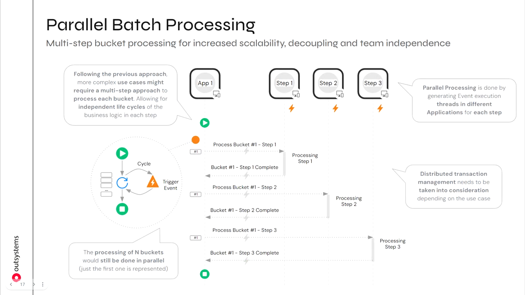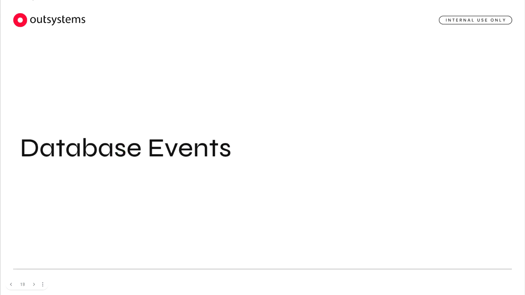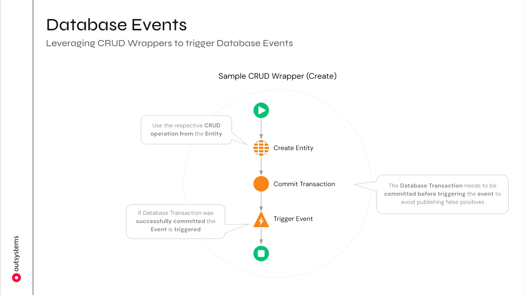By using the parallel batch processing pattern, you can build a multi-step processing flow that allows for independent life cycles for handling the business logic required. By using a distributed transaction management approach, developers can use events bidirectionally, replying to the triggering application with status updates while continuing to benefit from the asynchronous, multi-threaded approach that is supported by the event management system in OutSystems Developer Cloud. Last but certainly not least, database events can be built to respond to changes and updates in your application data. Let's take a look.